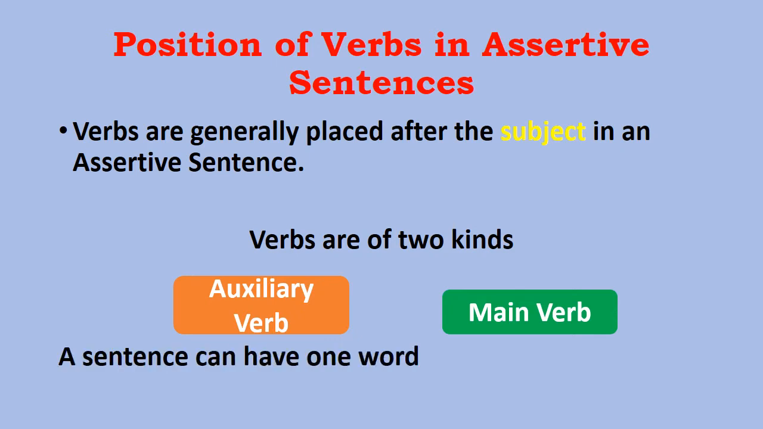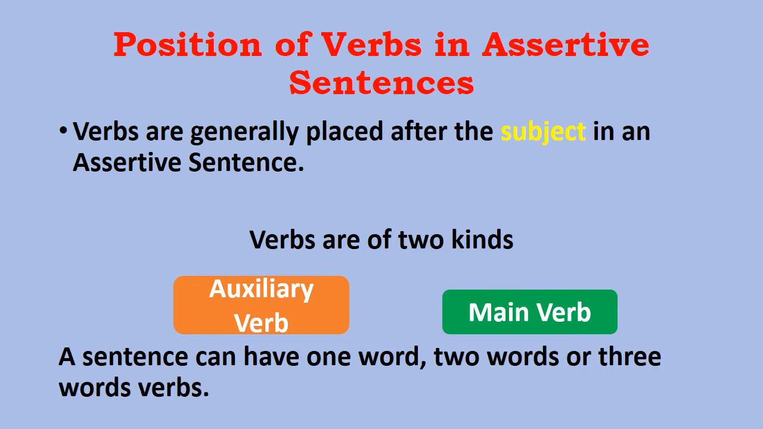A sentence can have one word, two words, or three words verbs. That means a verb can be made up of only one word or two words or three words. And how they are made, we will be taking care of it now. If you want to know more about verbs as such, that is auxiliary and main, you can refer to my video, the link of which is posted in the description box.